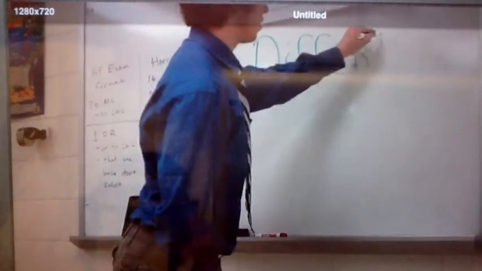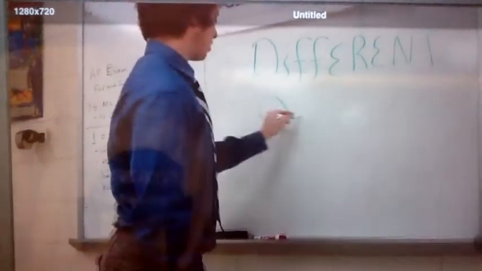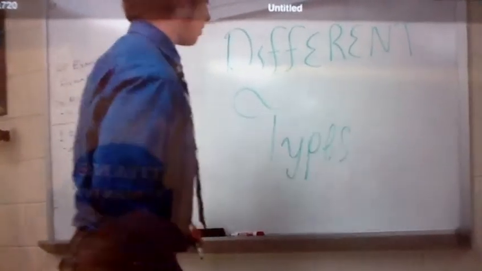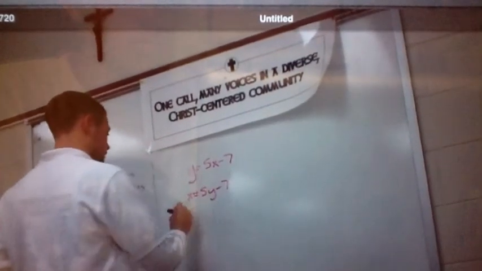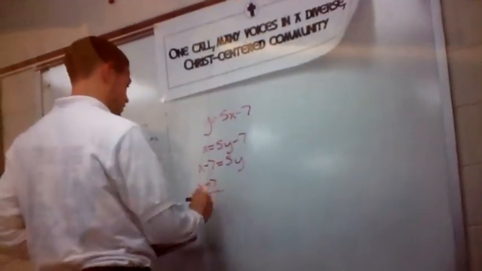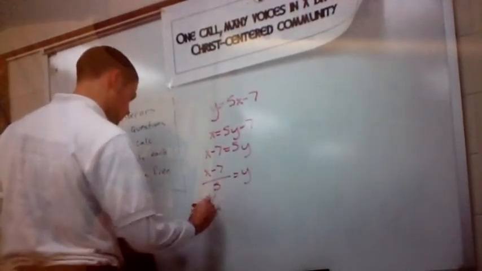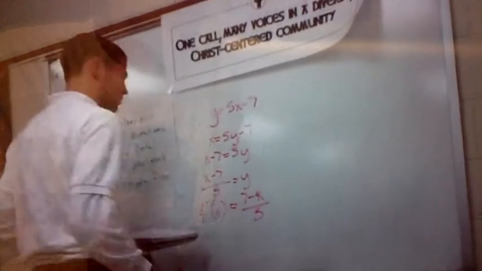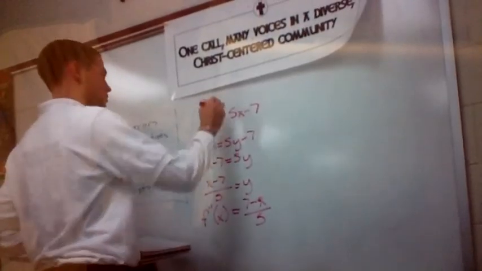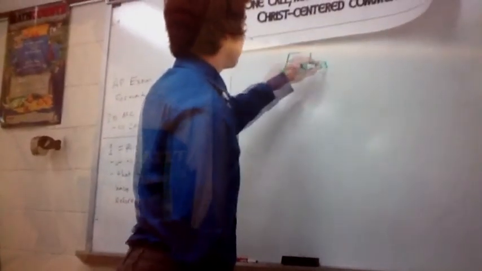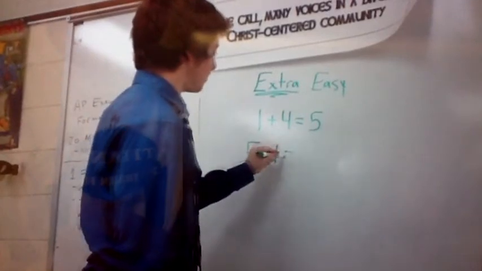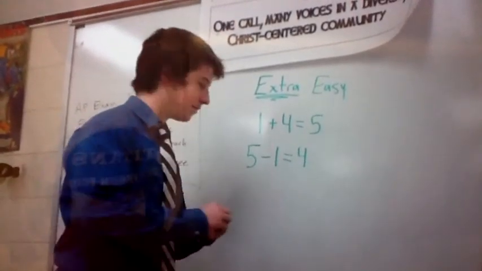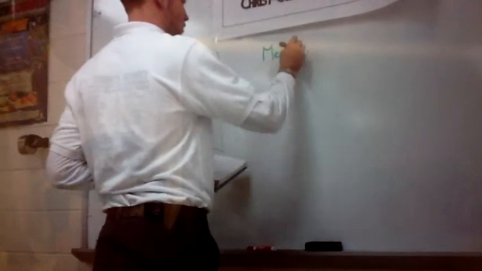When finding inverse functions, there are very many types of functions that you will find for each grade level. For instance, in 5th grade, you might get y equals 5x plus 7. Then you would just switch the x and the y and solve for y. And with this equation, you will get 7 minus x over 5. That would be considered easy. An extra easy one, as Joe is doing, would be 1st grade level. 1 plus 4 equals 5. 5 minus 1 equals 4.